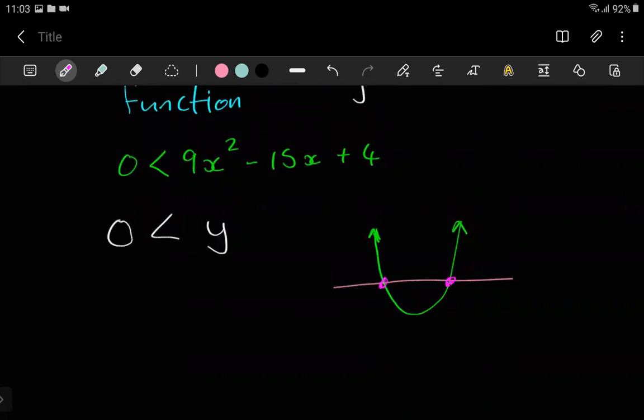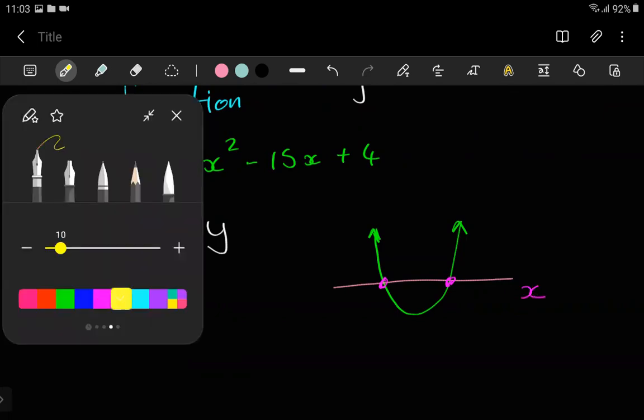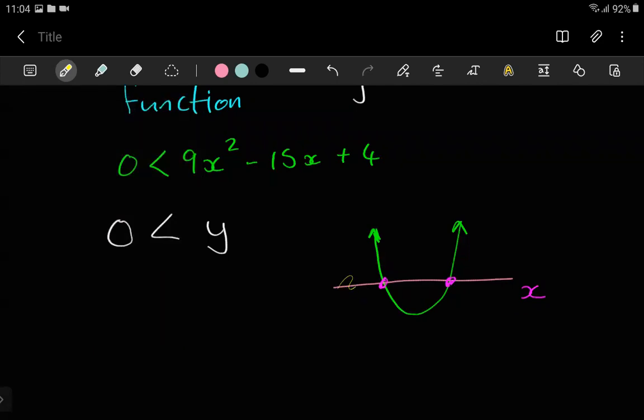You get it? So finding out where it's equal to 0 is more like a point of reference for you to then answer the question. Because remember, this pink line represents the x-axis. So what we know is that the x-axis is over here. Below the x-axis, you have these y values. Above the x-axis, you have these y values.